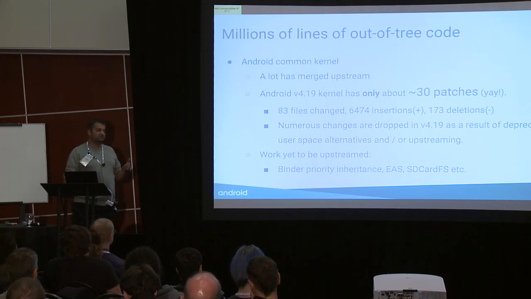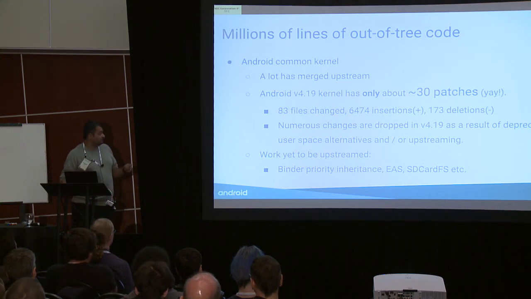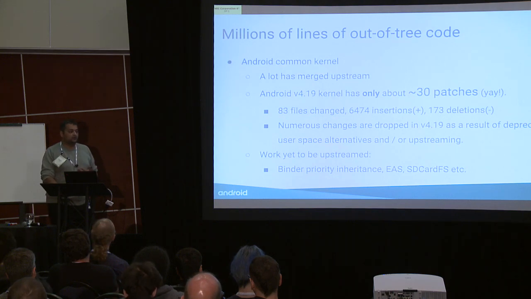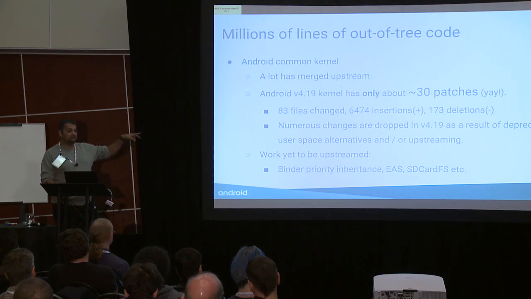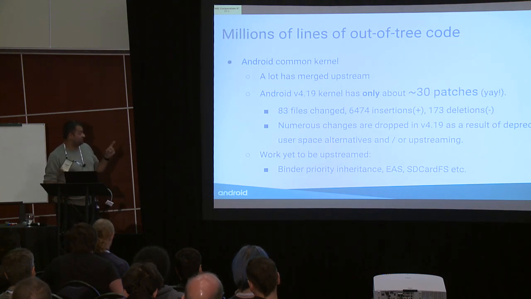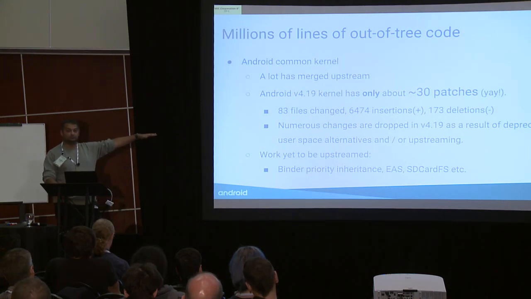There are a whole bunch of other changes and features in Android Common Kernel, which I talk about at the end, that Android ends up using. But in order for a mainline kernel to basically run Android, that's how many changes you need. And it shouldn't be much. So our first and foremost target is to make sure that goes down to zero.